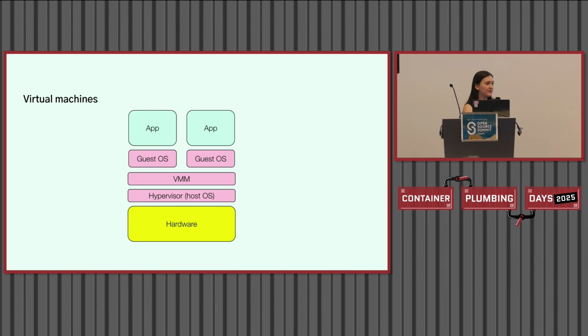You have the hardware, you have a hypervisor operating on your host operating system. You have a virtual machine monitor. Some people consider this part of the hypervisor, but this is the piece that actually manages the virtual machines. And then you have guest operating systems and your applications.